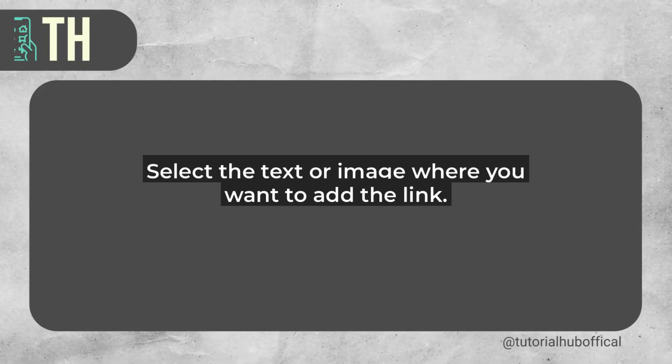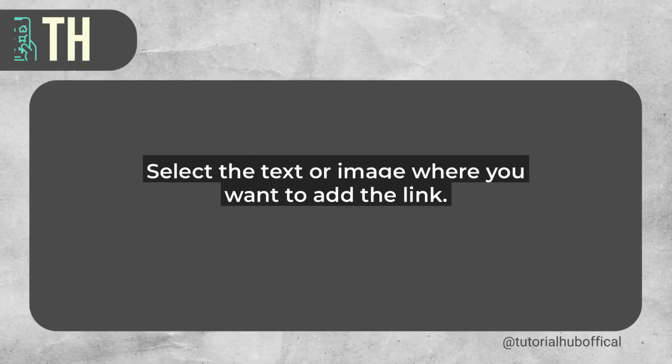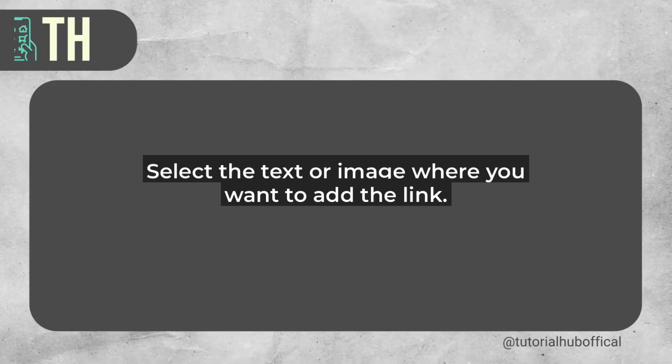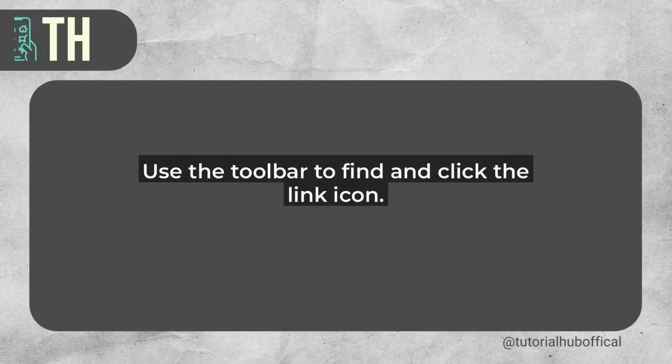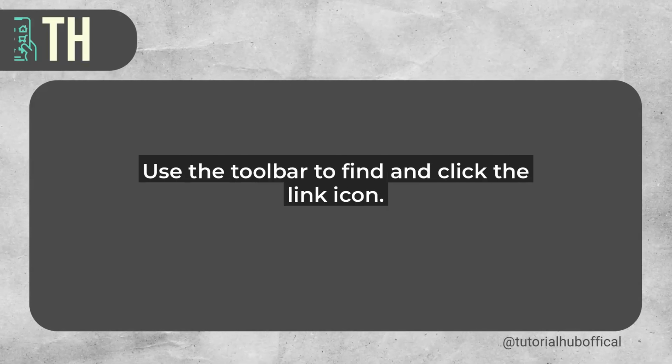Step 1. Choose the spot for your affiliate link. This could be a piece of text, like, "Check out this amazing product," or an image. Simply highlight the text or select the image to prepare it for linking.